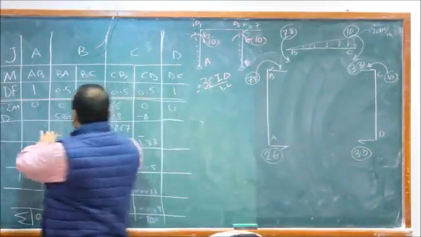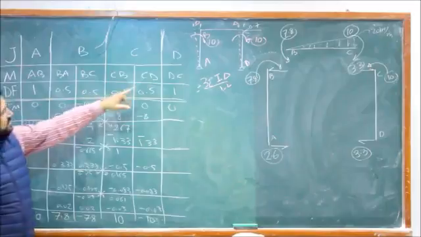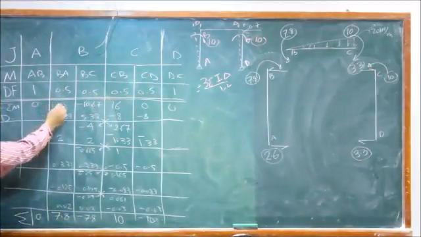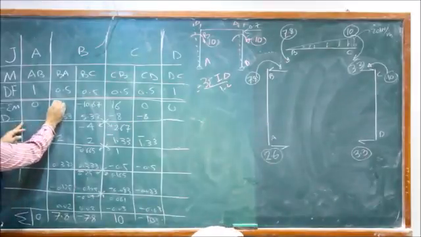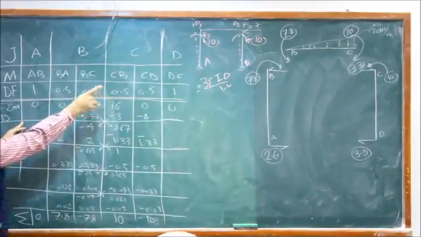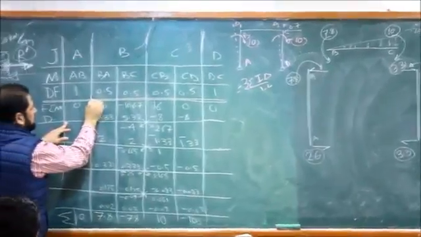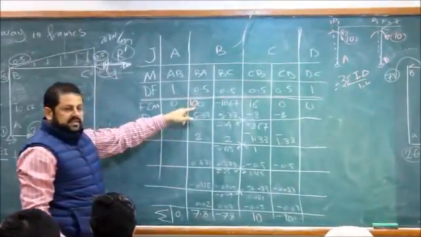Let's do it. So where is the moment? BA. That's BA. How much? What is the fixed? 10. Where is 10? Clockwise? Yes. So this is 10. 10, not 100.